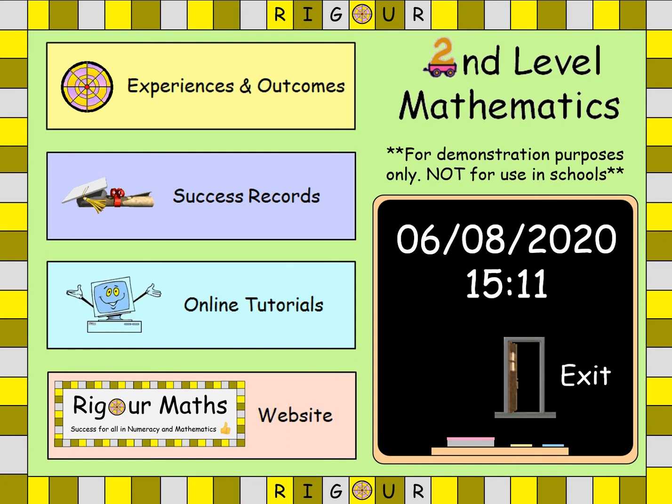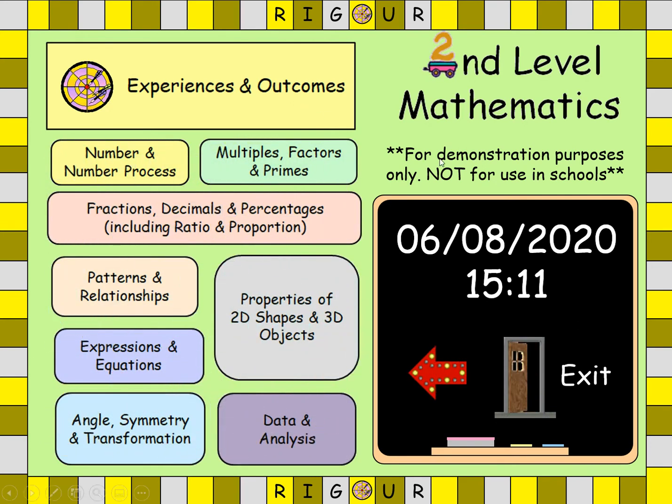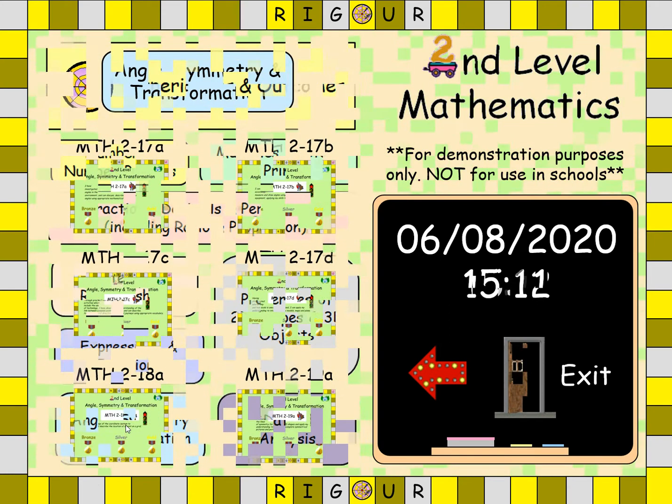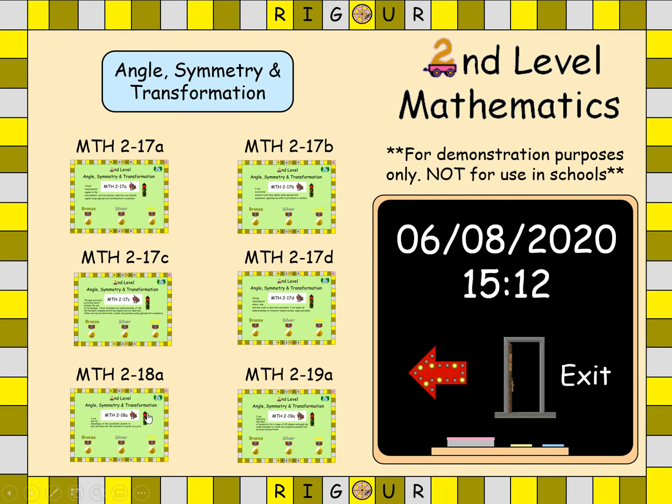Before we start, we should stress again that all learning outcomes in this particular software program are split up into three differentiated modules at bronze, silver and gold level, and all of these can be accessed either by clicking with your mouse or tapping on your smartboard or Promethean board the experiences and outcomes button. So here are all the organisers for second level mathematics. Let's show you an example of one of these modules.